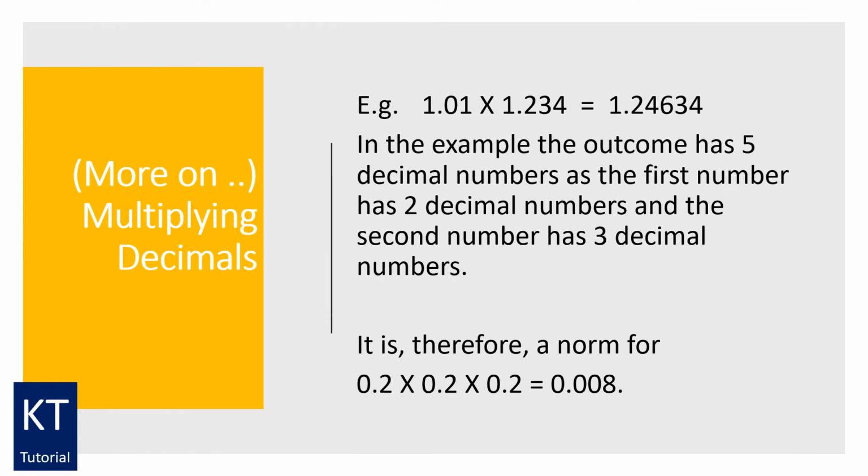Here's another example where the outcome has 5 decimal places, as the first number has 2 decimal places and the second number has 3 decimal places. It is therefore quite normal for 0.2 times 0.2 times 0.2 to be as small as 0.008.